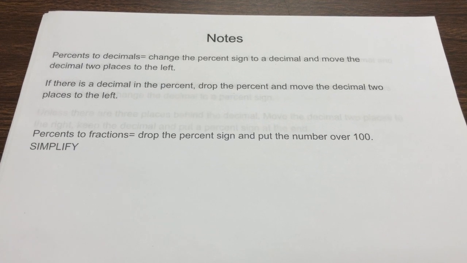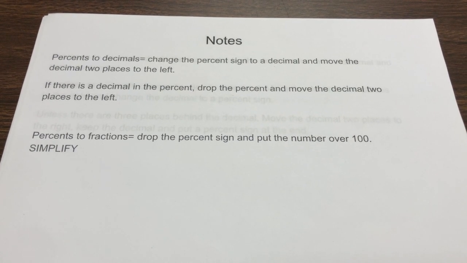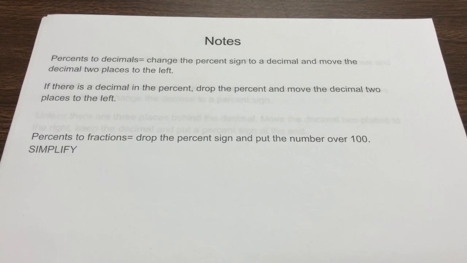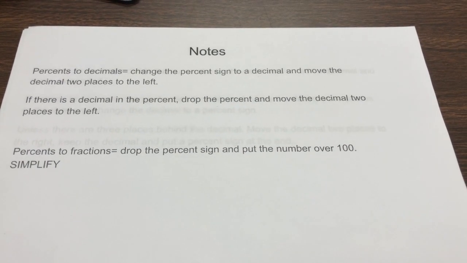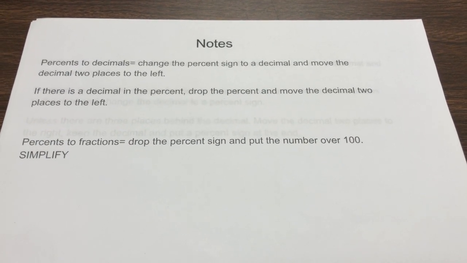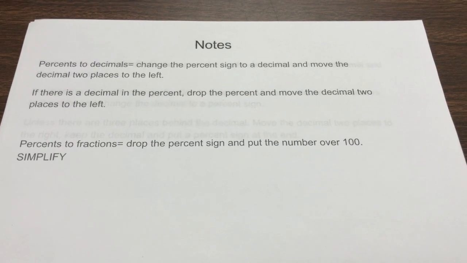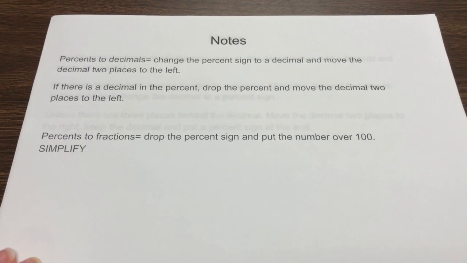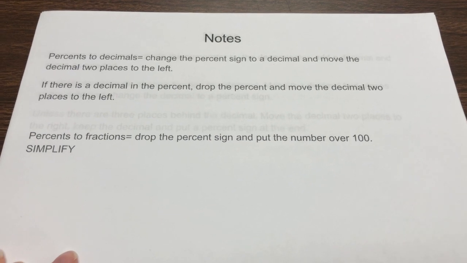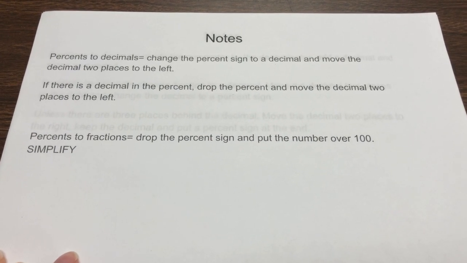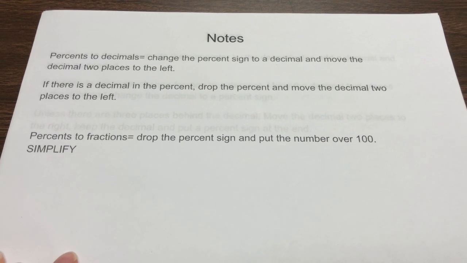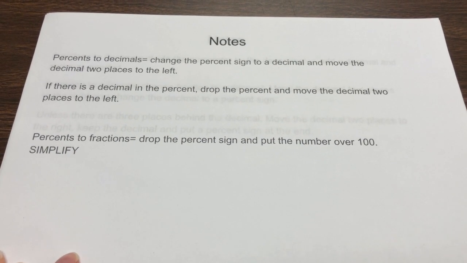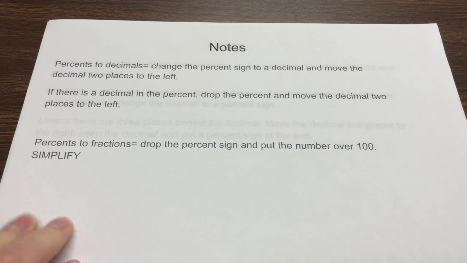If there is a decimal in the percent, drop the percent sign and move the decimal 2 places to the left. And then percents to fractions, you can drop the percent sign and put the number over 100. And don't forget to simplify. And simplifying is with fractions. You can use the greatest common factor and the LCM. I believe I've done an LCM video. I'll try to find that and link that in the description box below as well.